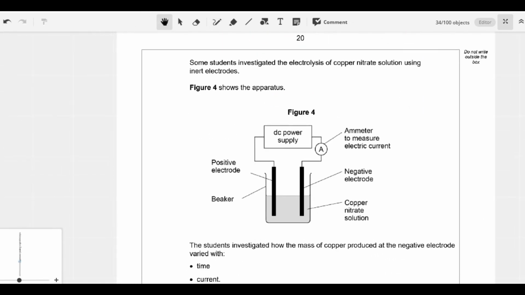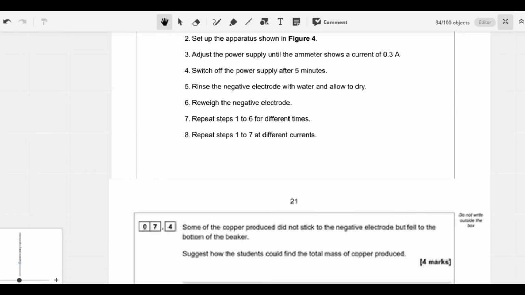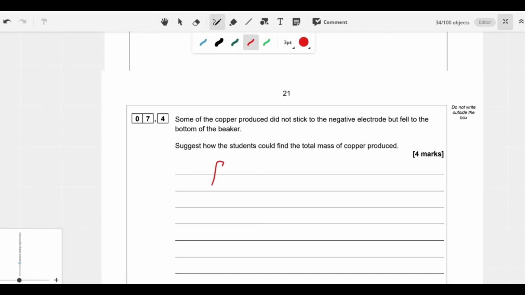So the next one: some students investigated the electrolysis of copper nitrate solution using inert electrodes, and here the diagram is present and the information is given. The question is: some of the copper produced did not stick to the negative electrode but fell to the bottom of the beaker. Suggest how the students could find the total mass of copper produced. So here, first, filtration. You know that in filtration, filter the mixture, then wash and dry the copper residue.